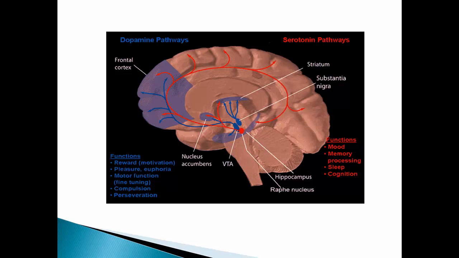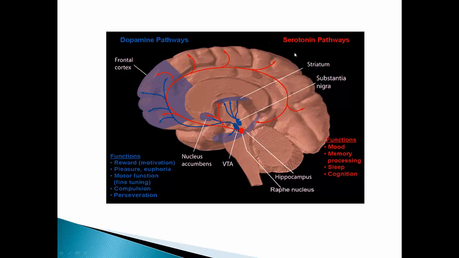But we need dopamine for our reward functions. Remember, reward, that's where in that frontal lobe, which you can see here, we had a lot of dopamine sensitive neurons in that frontal cortex. And so we need that flow of sensory information coming back to the cortex. So we know that this is where we have our reward and motivation areas, the issues of pleasure or euphoria, but also motor function, compulsion, and we talked about the perseveration.